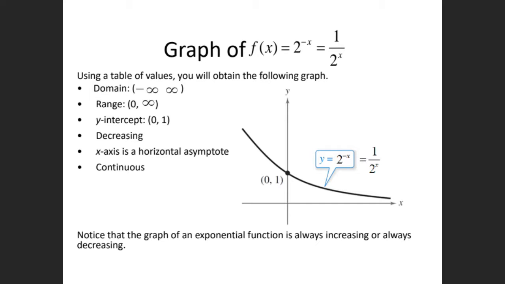So our domain did not change. It's still from negative infinity to positive infinity. Our range did not change either. It's still from 0 to infinity. We still have our y-intercept at y equals 1. But now it's decreasing. Again, when we read graphs, we read them from left to right, and we see that our graph is going down. Our horizontal asymptote still hasn't changed. It's still at y equals 0. It's a horizontal line. And this graph, again, is continuous.